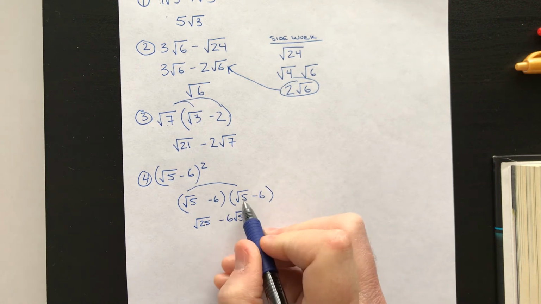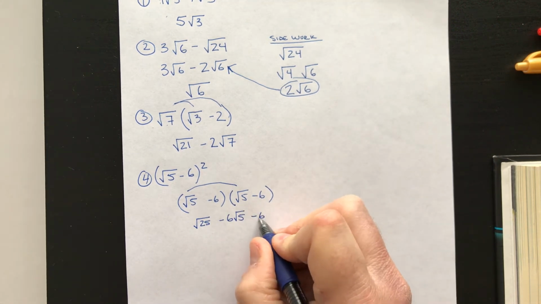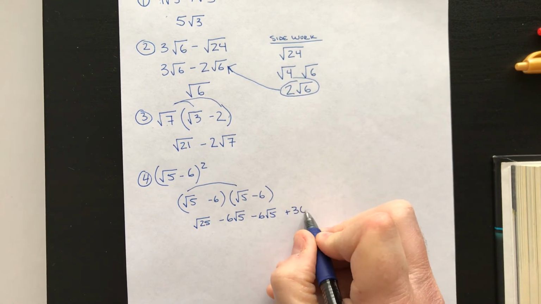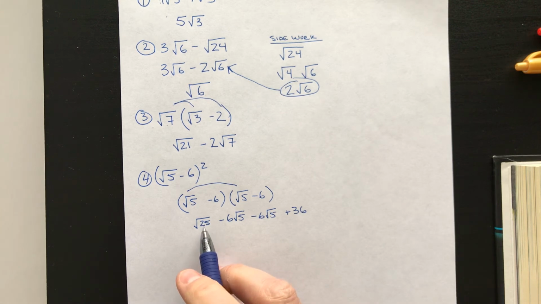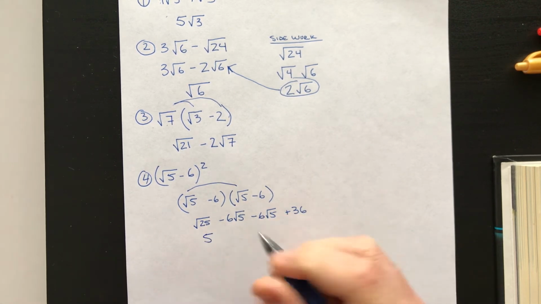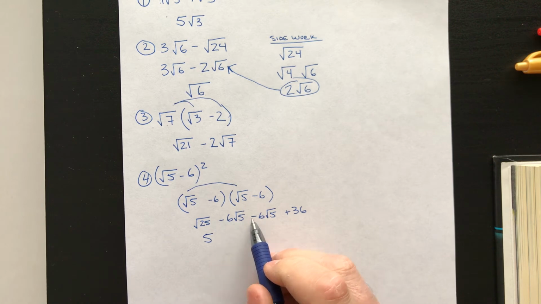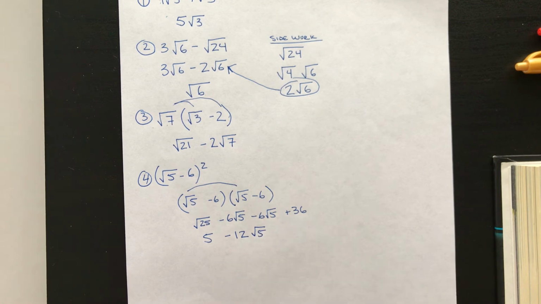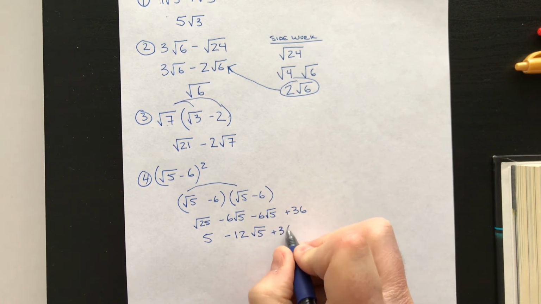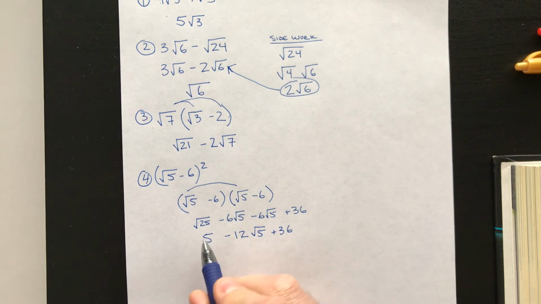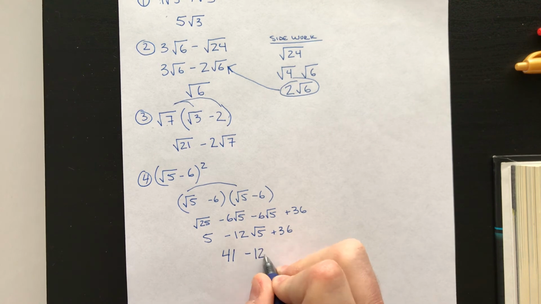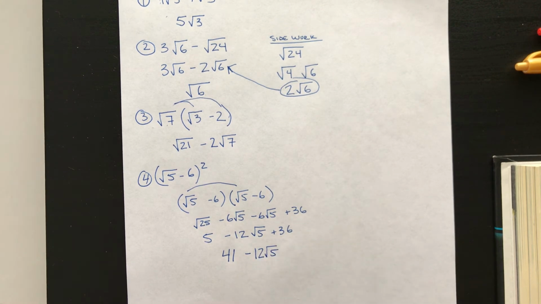And then negative 6 times square root of 5, and then negative 6 times negative 6. And remember, square root of 25 is just 5. And then we have negative 6 root 5 minus 6 root 5, which will give us negative 12 root 5. And then we have plus 36. And what is 5 plus 36? There you go. 41 minus 12 root 5.